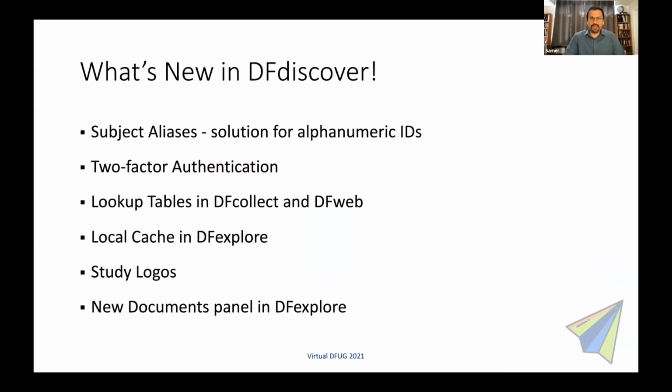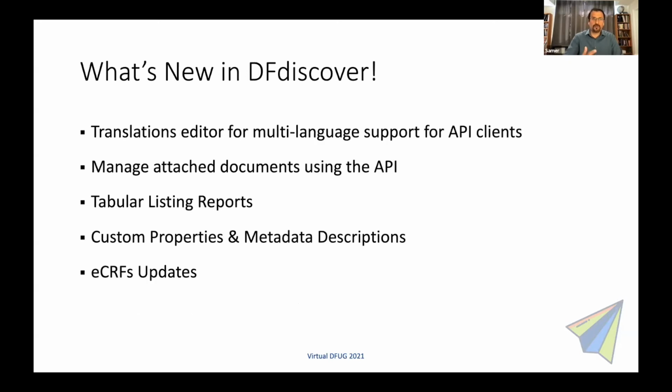So we'll shed some light on subject aliases, 2-factor authentication, lookup tables in DFweb and Collect, local cache, study logos, and the new documents panel in DF Explorer, being some of the new features. And also, we'll talk about the translations editor for multi-language support in ePro apps, and also how to manage attached subject documents using the API, tabular listing reports, custom properties and metadata descriptions, and eCRF updates.